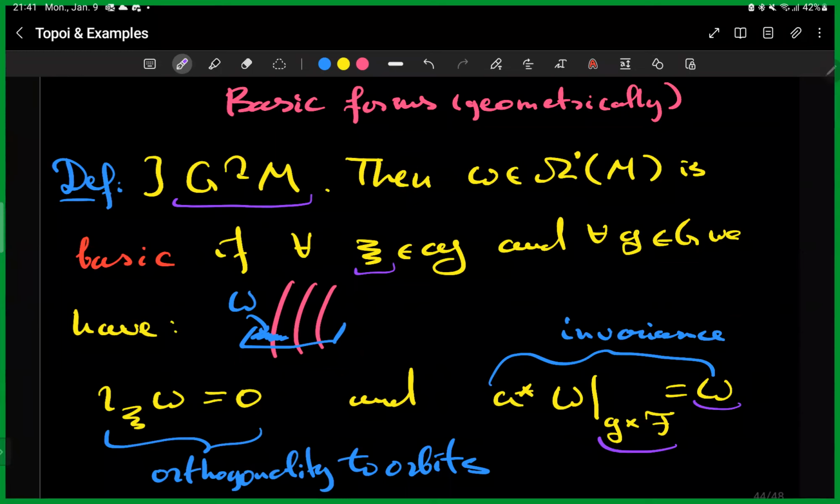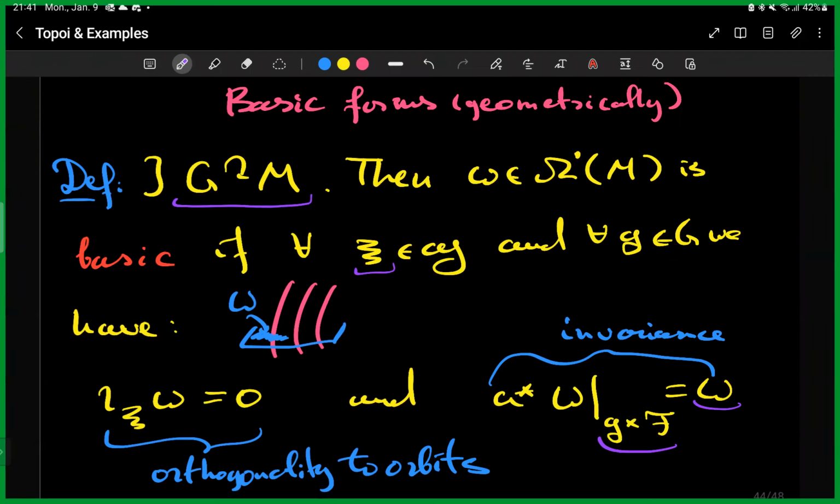So this can make sense for presheaves as well. And very approximately, this means the following: that basic forms are invariant with respect to the action of G. And additionally, it means that their change is zero along the orbits.